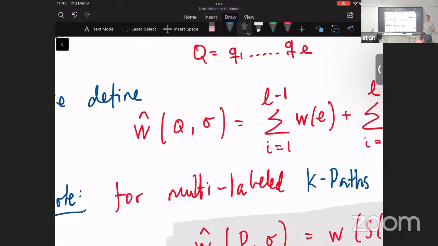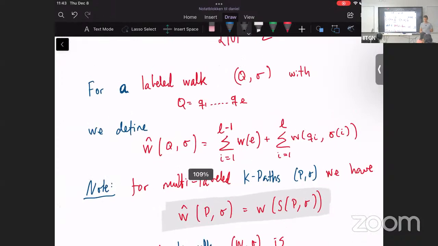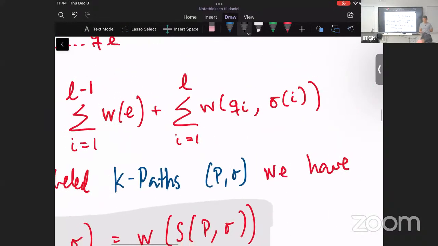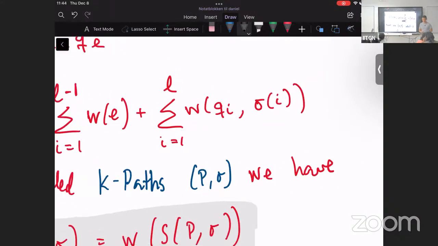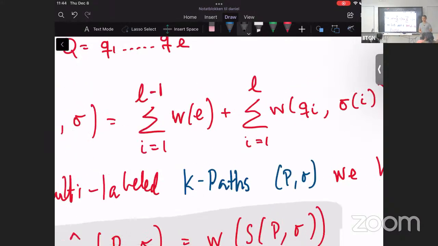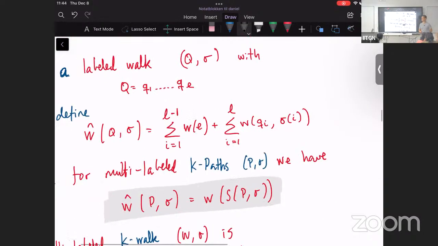Every time you use an edge, you pay the weight of the edge. Every time I use a vertex label pair, I pay the weight of the vertex label pair, but I only pay it once, even if I use it multiple times. Yeah, I guess here in this definition, I said that you're actually paid multiple times. It actually ends up not mattering.